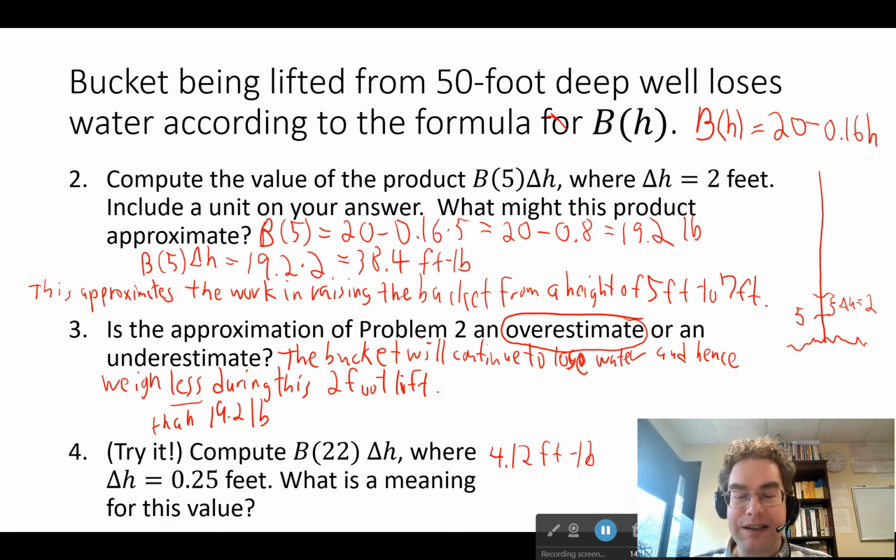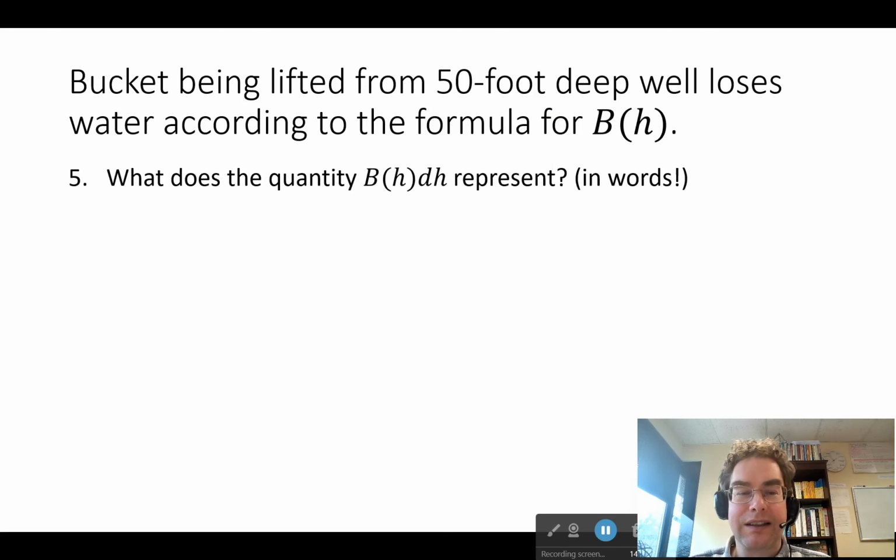Now, we're going to want to generalize. And so let's get to that. Okay. What about B of H times dH? Notice it's not delta H anymore, which is an increment in H by an amount such as 2 feet or 0.25 feet. The difference with dH is that it represents an infinitesimal change, an infinitely small change in the height.